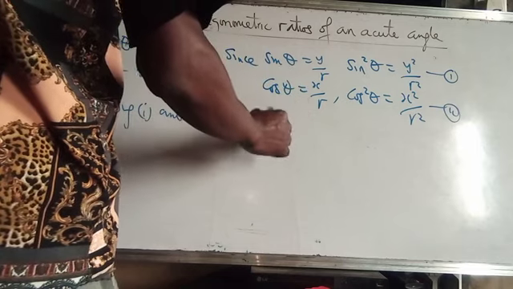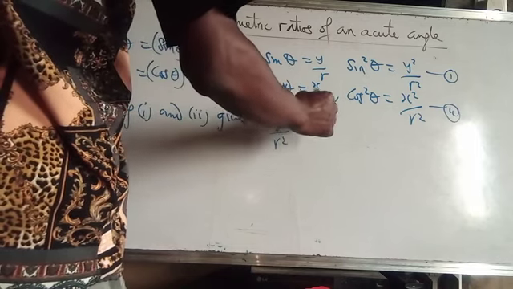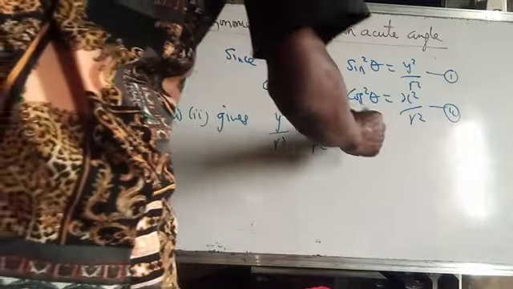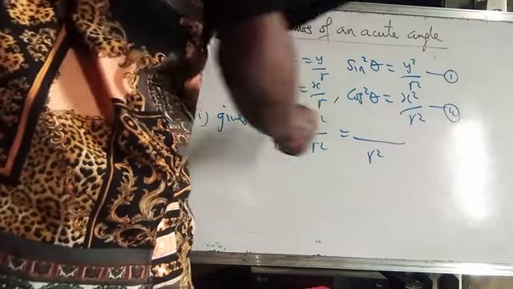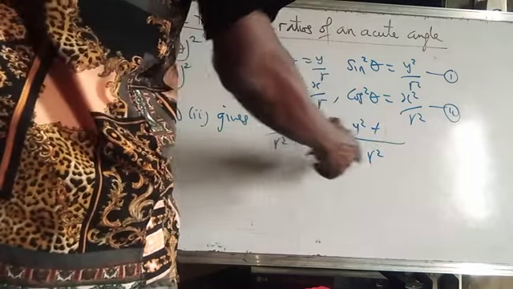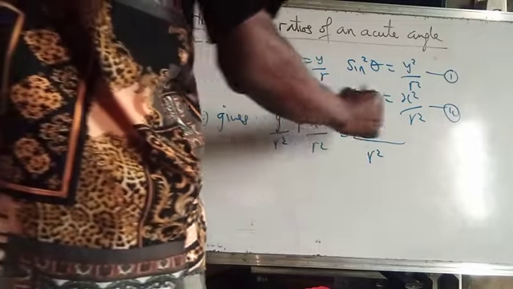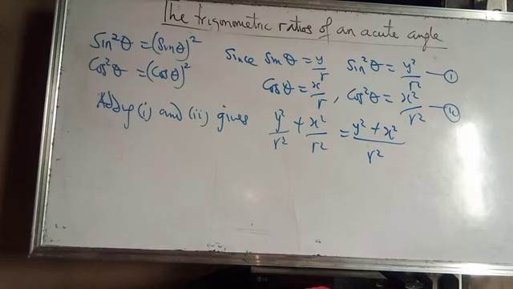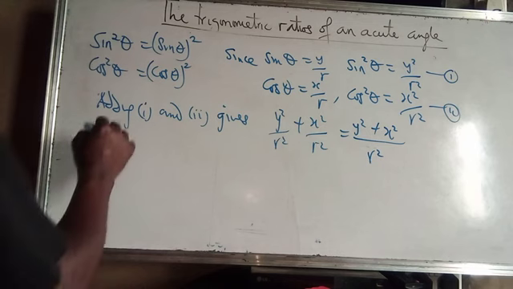y squared over r squared plus x squared over r squared. So that will give us what? The LCM is r squared, so we obtain y squared plus x squared, all over r squared. But we can recall, let's look at something.